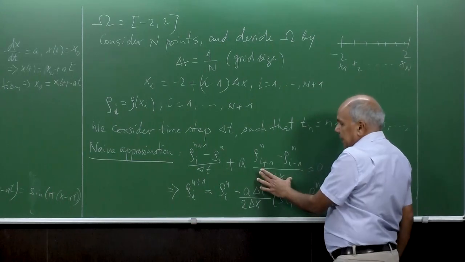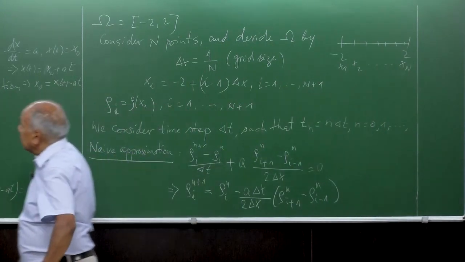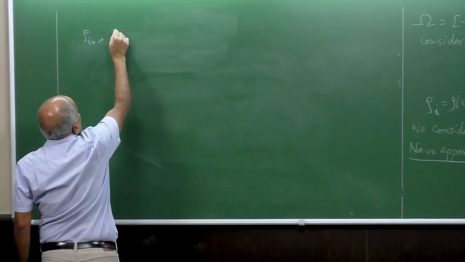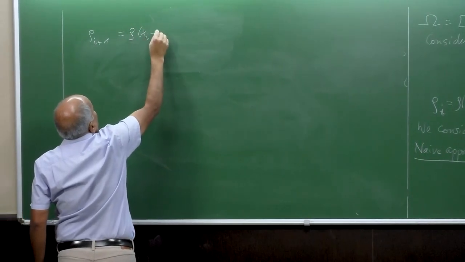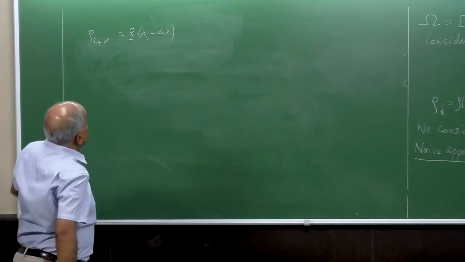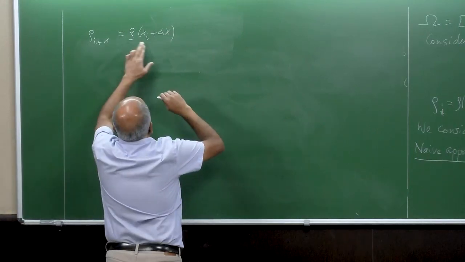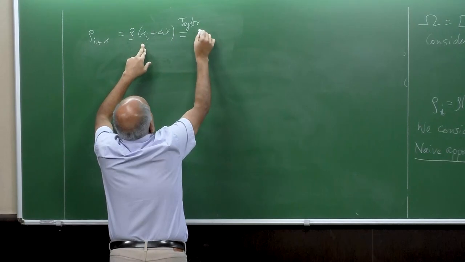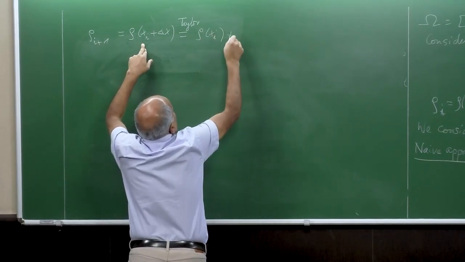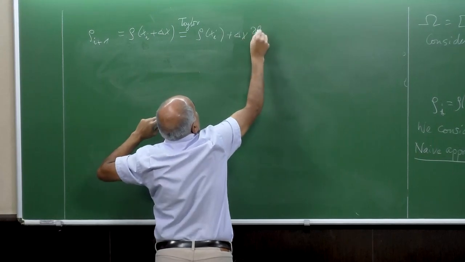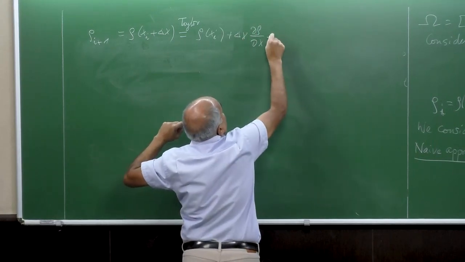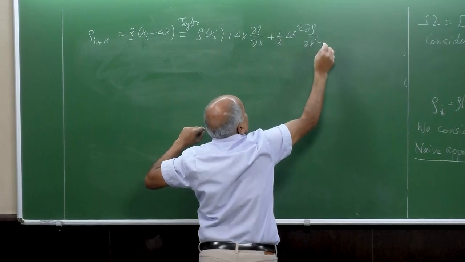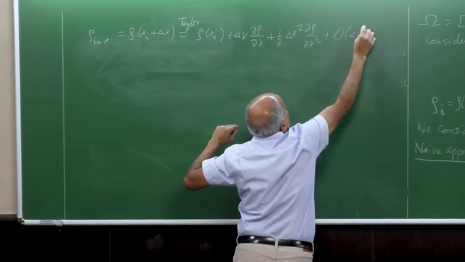In order to get this, let us start here. What is rho of i plus 1? Rho of i plus 1 is rho of x i plus delta x. So you use the Taylor expansion of this around x i: rho of x i plus delta x del rho by del x plus half delta x square del square rho by del x square plus the higher order terms of order delta x.